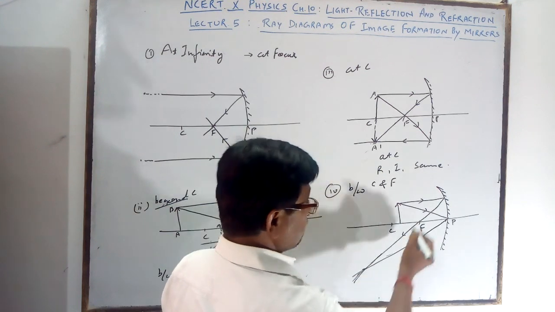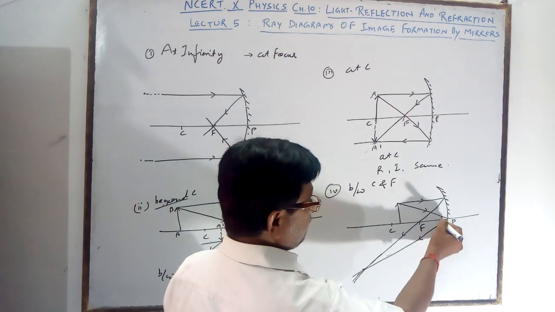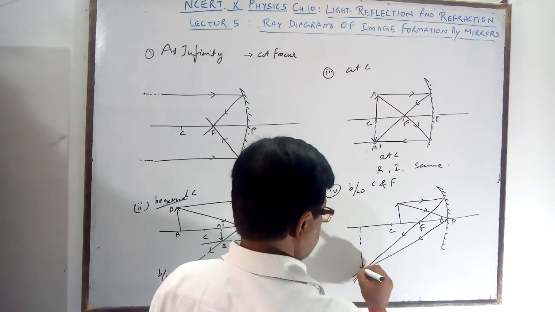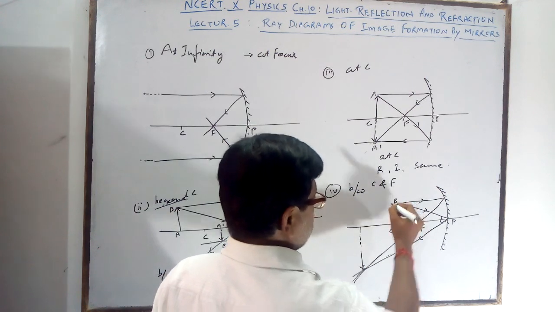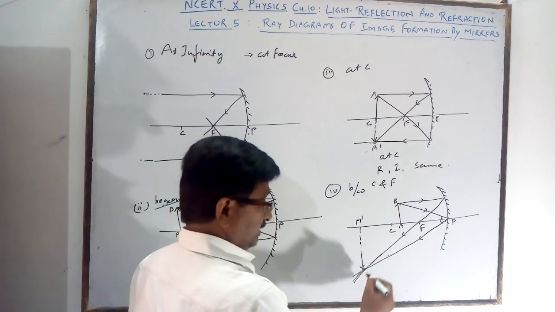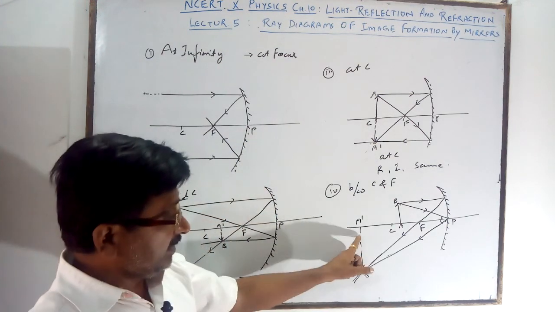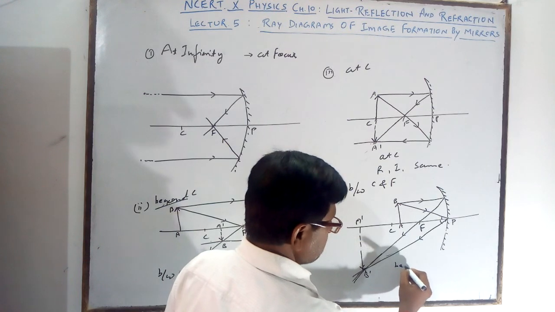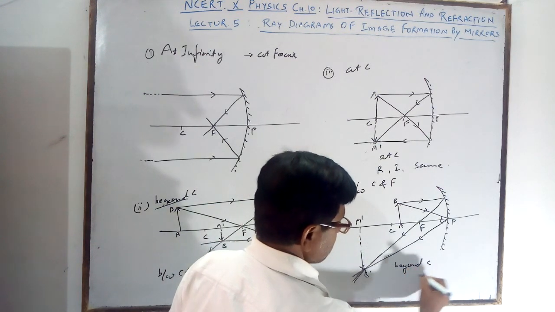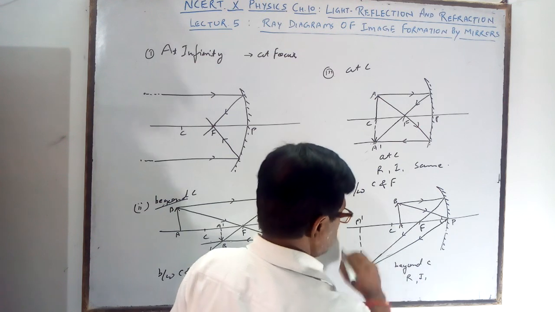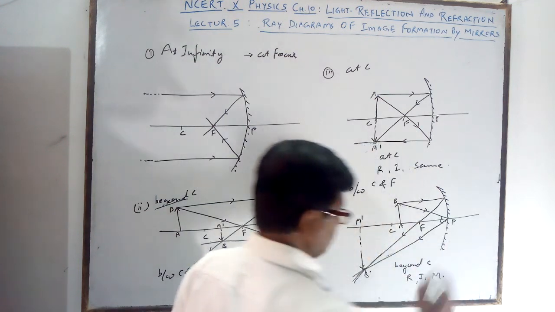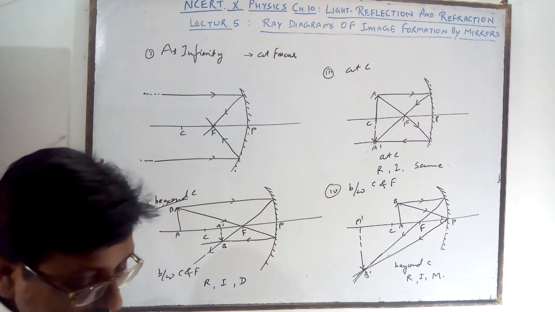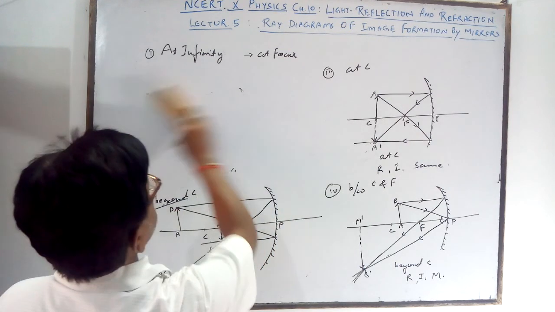Here both are intersecting at this place. After reflection, with the same angle it reflects from the pole, and here you are getting the image. If it is AB, then you will get A dash, B dash, real, inverted and magnified. Where are you getting this image? Beyond C, real, inverted and magnified. Fifth condition is at F.